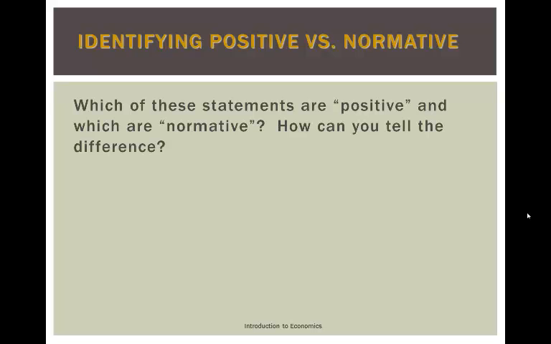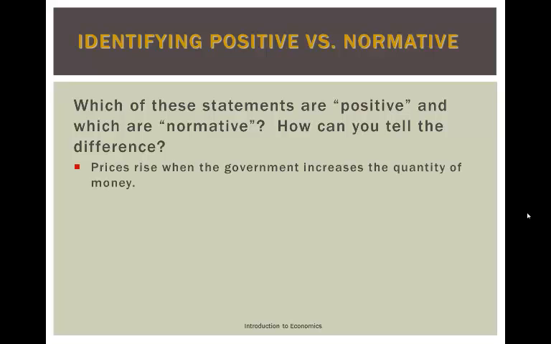Let's look at some examples of positive and normative statements and see whether or not we can differentiate them. Prices increase when government increases the quantity of money. So this statement is positive. One thing causes another thing. This statement is actually correct. We'll see later on that in fact will happen. But here we're just describing how one thing causes another thing.